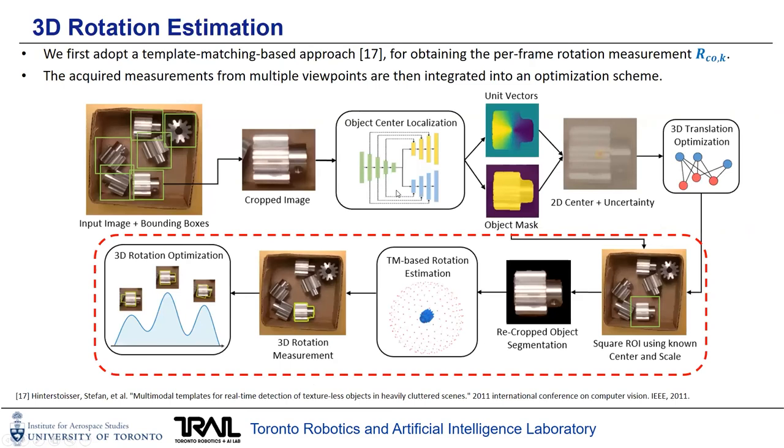All right, so that's the 3D translation part. For the object rotation part, it's not that straightforward, like mentioned before. Our rotation estimation part is shown at the bottom of this figure. In our work, we use a very straightforward template matching approach to acquire the per-frame rotation measurement and integrate these measurements using another optimization approach. To handle symmetries and uncertainty ambiguities, we use a max-mixture formulation for this global optimization.